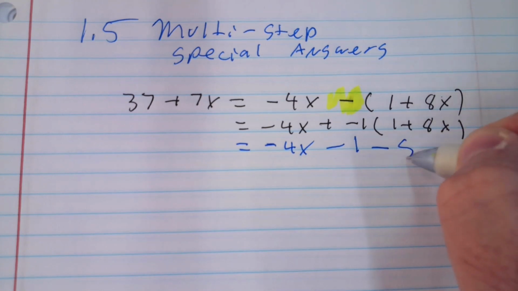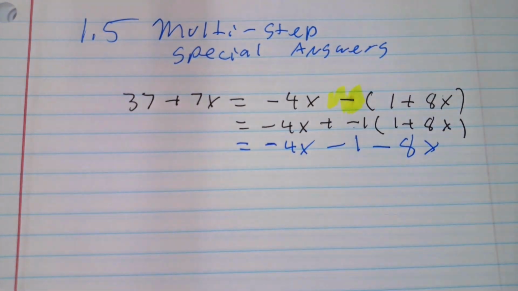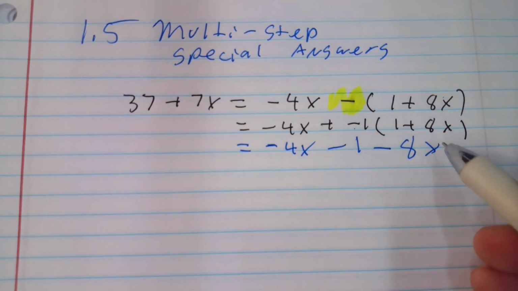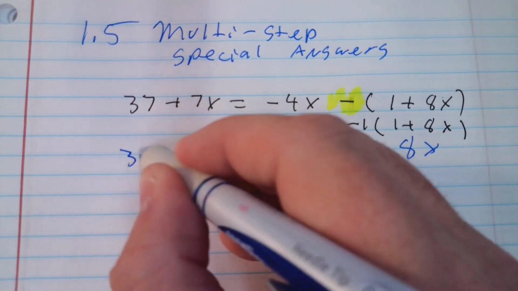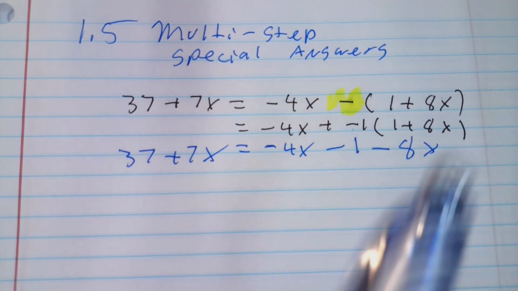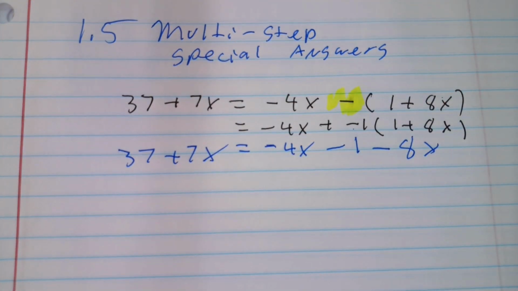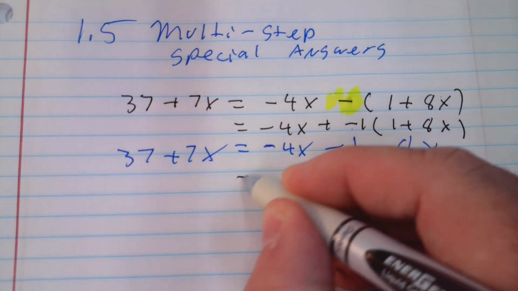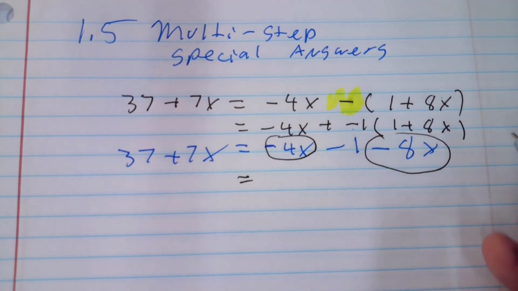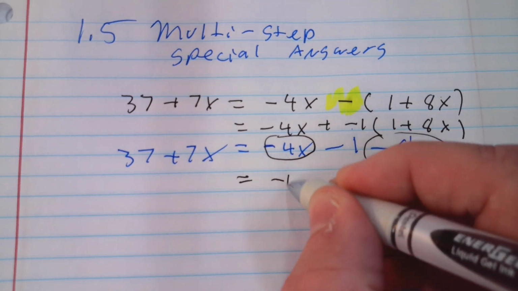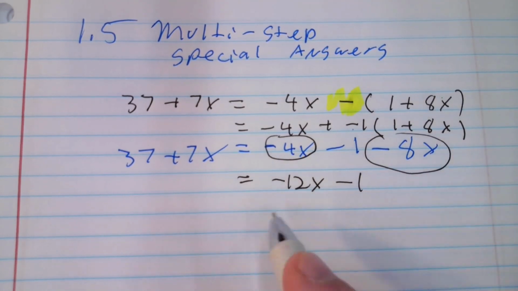So this is probably going to be a -1, because -1 times 1 is -1. This is probably going to be a -8, because -1 times 8 is a -8. Okay. Combine like terms. It'd be these guys here. So that'd be a -12x -1.